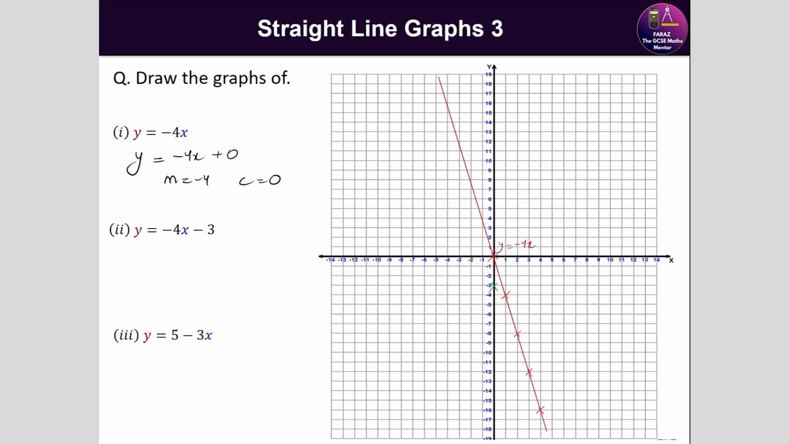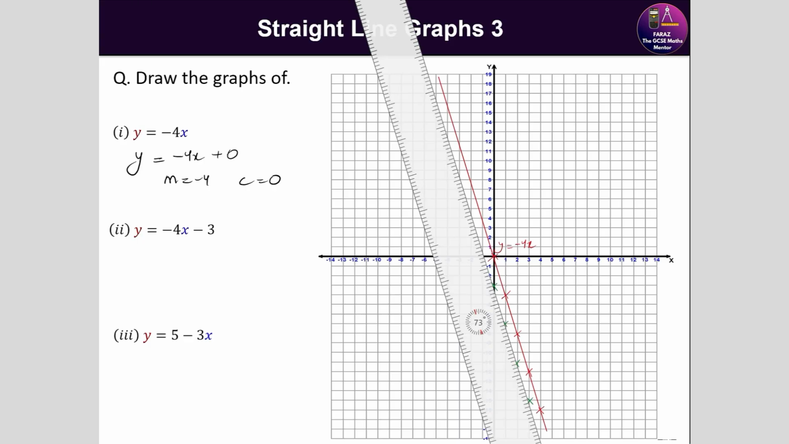From 0, negative 3, go across 1, down 4, 1 2 3 4. It has to be there. Across 1, down 4, 1 2 3 4. Across 1, down 4, 1 2 3 4. And just join these coordinates with the help of a ruler. So this green line has equation y equals negative 4x minus 3.